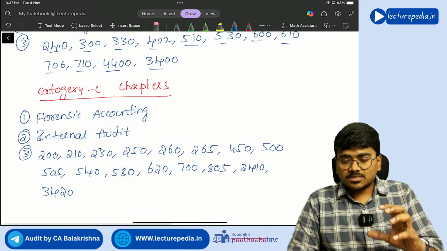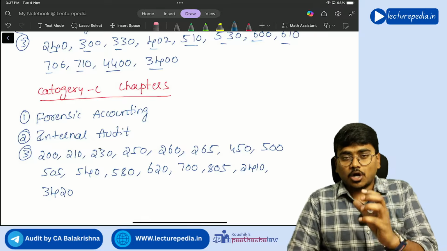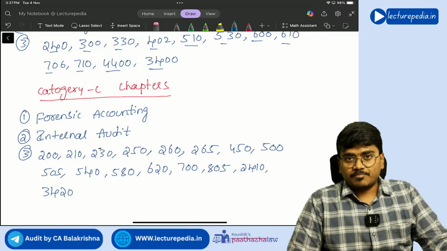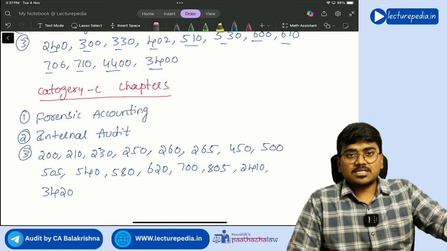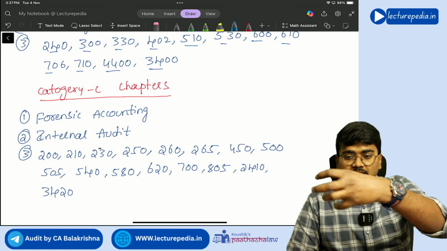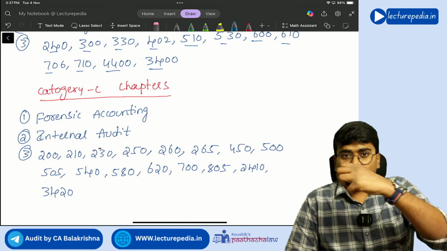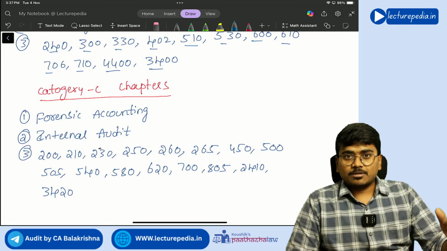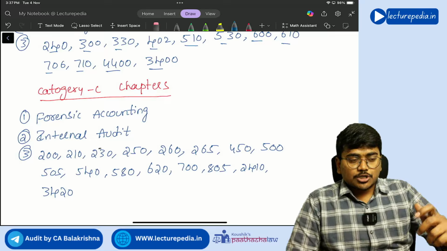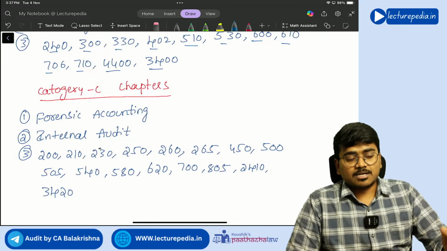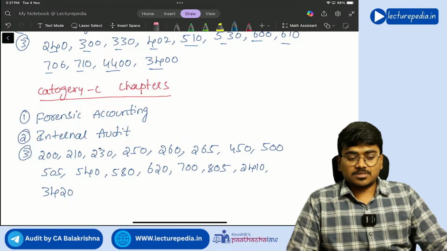Next, coming to some category C chapters which are unimportant, but you shouldn't miss these chapters, because there is a case scenario. These days what they are doing is picking a particular chapter and framing the complete case scenario from that particular chapter only. So who knows, from a category C chapter they might frame a case scenario for 8 marks or 10 marks. So you shouldn't skip category C chapters. You have to focus even on category C chapters, but allocate less time for them.